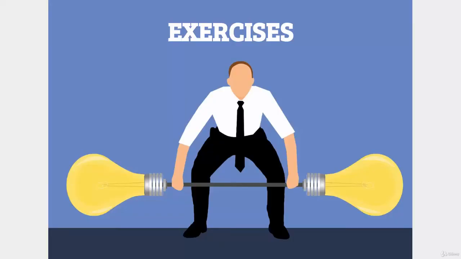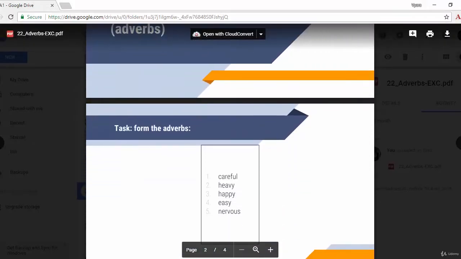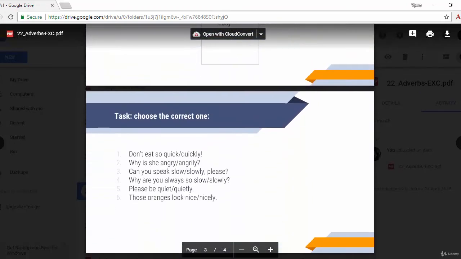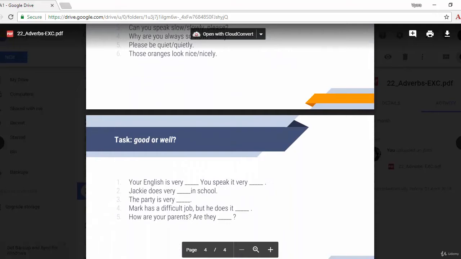Enough theory. Let's go and do several exercises on adverbs. First, of course, we are checking our PDF with the exercises. Here it is. The first task, we need to form the adverbs. After that, we need to choose the correct word to fill in the sentences. And the third exercise, we need to choose between good or well.